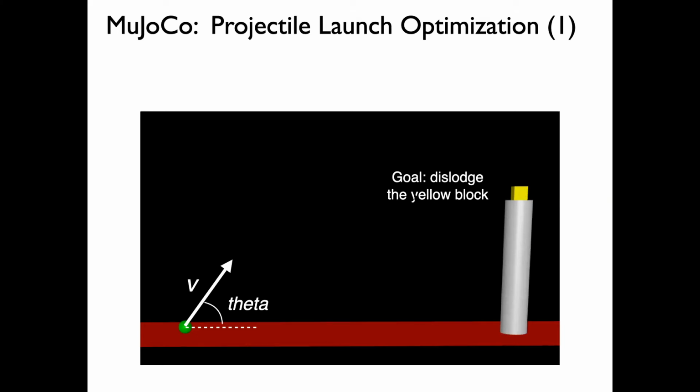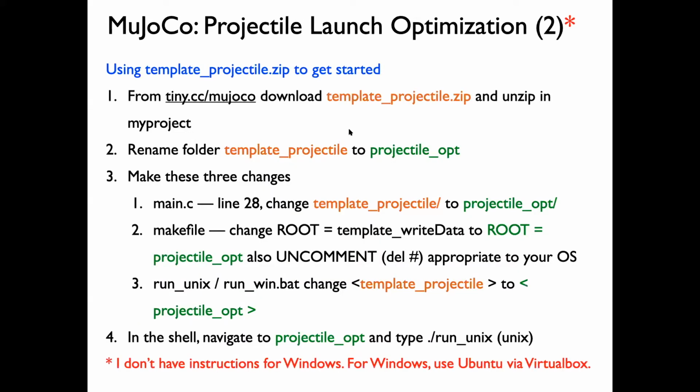So this is what is known as the initial value problem, because we set the initial conditions and then just see what it does. And this is a good candidate for optimization. For this particular problem, I have created a new template called template_projectile, which is in tiny.cc MuJoCo. We'll download that, rename it to projectile_opt, and then make those 3 changes, which we always do.